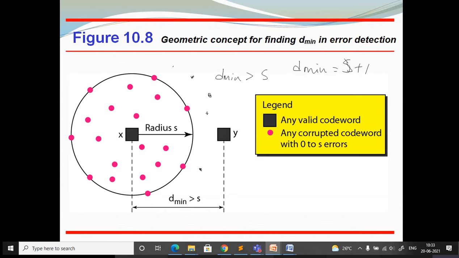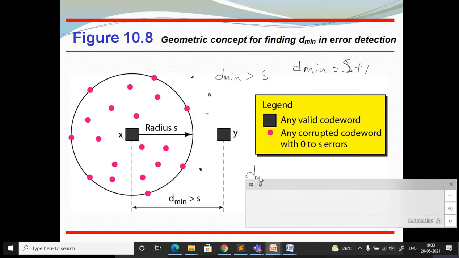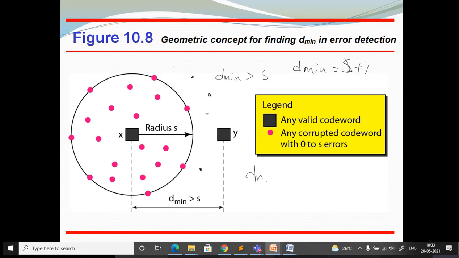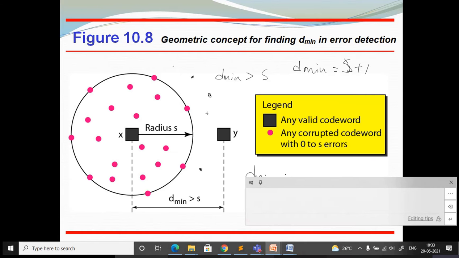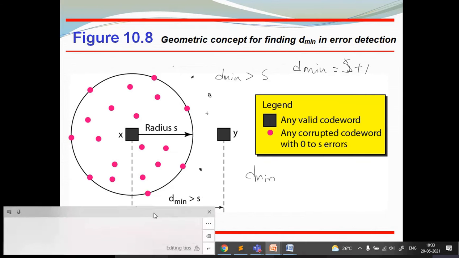So here, if I give d min is equal to 4, how many errors can you guarantee? Can somebody tell? Consider d min is equal to 4. Can somebody tell how many errors it can guarantee to identify? 3, ma'am. Yes, you are right.